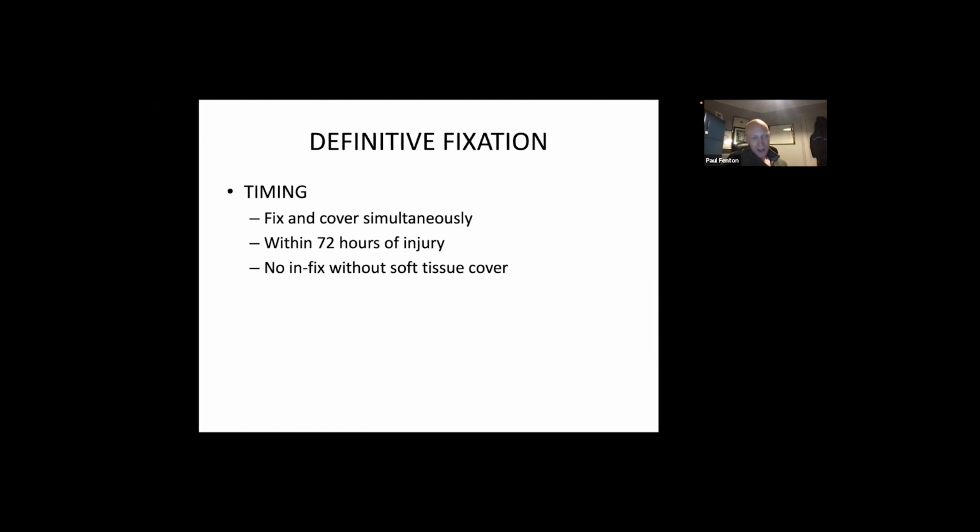In terms of timing, we've already said that fixation of the fracture and soft tissue cover by plastic surgeons occurs simultaneously, and the guideline, based on reasonably good but not amazing evidence, is that that should be within 72 hours. It should definitely be within 7 days, because the rate of failure of the soft tissue reconstruction goes up dramatically after 7 days. And again, no infix without soft tissue cover.